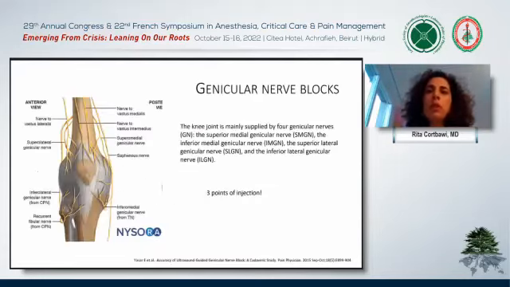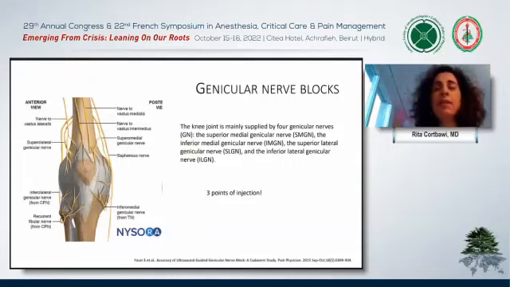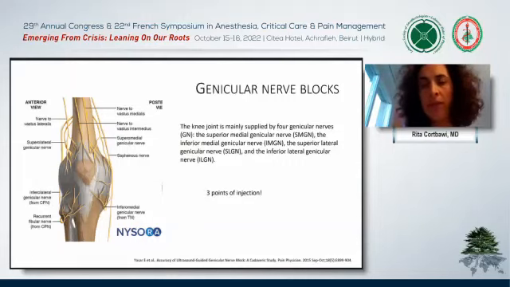So this is the innervation of the knee. There are 4 genicular nerves: the superomedial genicular nerve, the superolateral genicular nerve, the inferolateral genicular nerve, and the anteromedial genicular nerve. This is quite an interesting block because it's a motor sparing block, so it's only a sensory block. So there are 4 nerves, but we will only do 3 injections because, as you can see here, the inferolateral genicular nerve is very close to the common peroneal nerve. So if we do an injection on this side, there is a risk of foot drop by anesthetizing the CPN that is very close to the inferolateral genicular nerve.